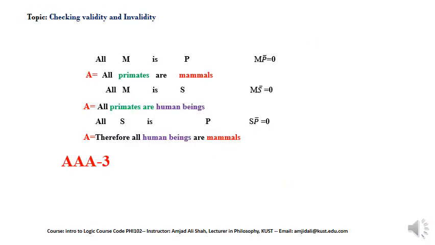We have another form of the syllogism. We are using the same terms like primates, mammals, and human beings, but the position of the middle term is a different one. That is, the middle term is in the figure of 3. Now the form of syllogism is AAA3. It says all M is P, MP bar is equal to 0, all M is S, MS bar is equal to 0, therefore all S is P, so SP bar is equal to 0.